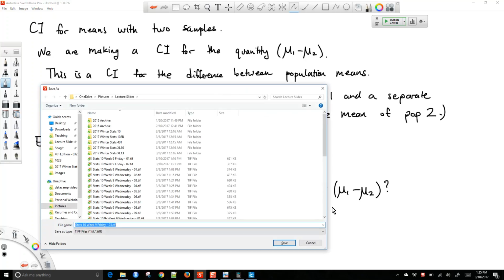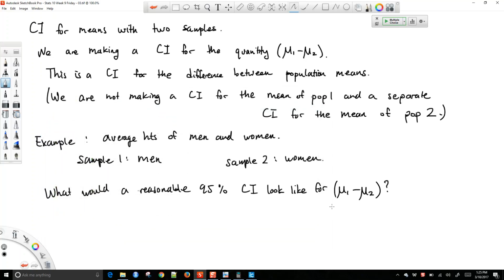So I want you to think about this. What kind of numbers would we expect to be on the lower and upper bound for this confidence interval? We're talking about the average heights of men and women. So mu1 will be the average height of all men. Mu2 will be the average height of all women. So what would a reasonable confidence interval be for the quantity mu1 minus mu2? What do you guys think?